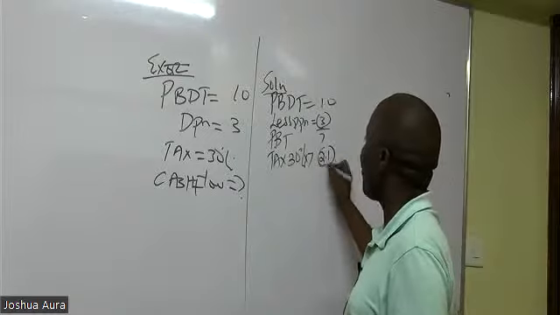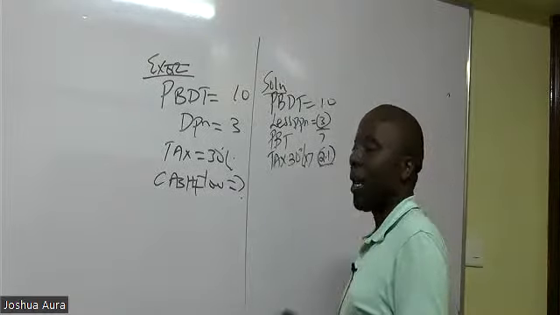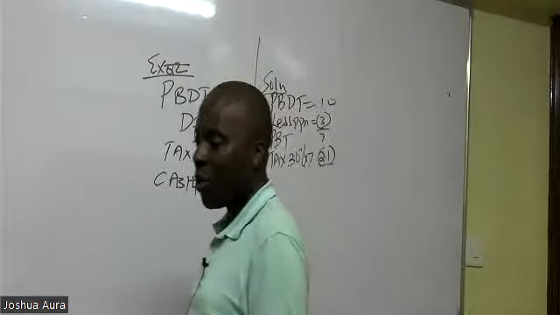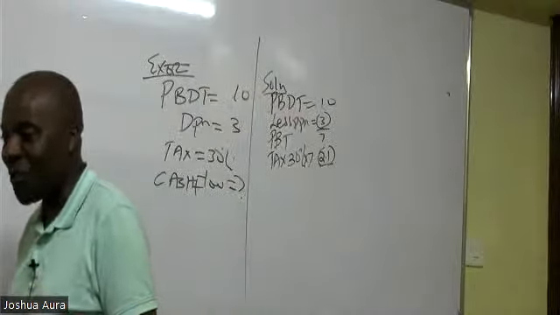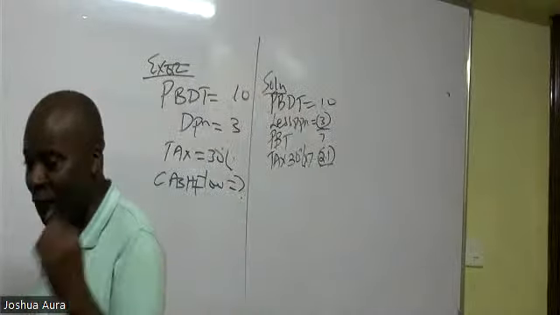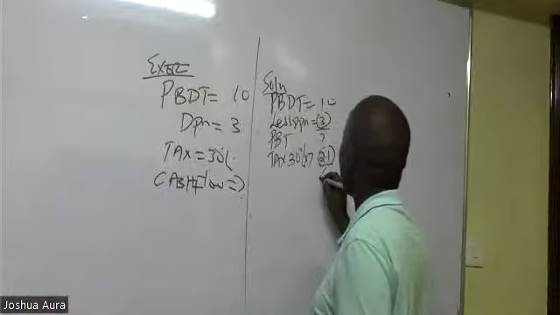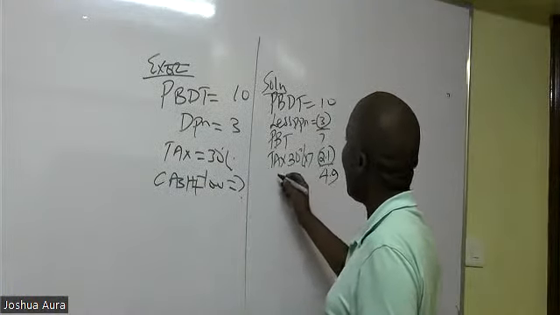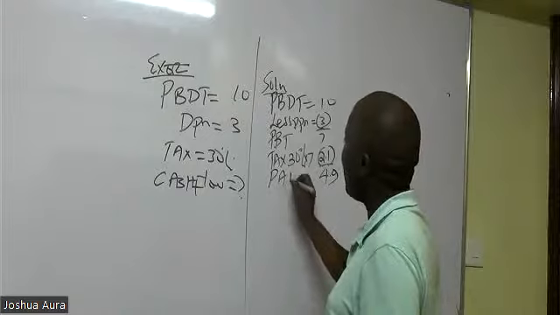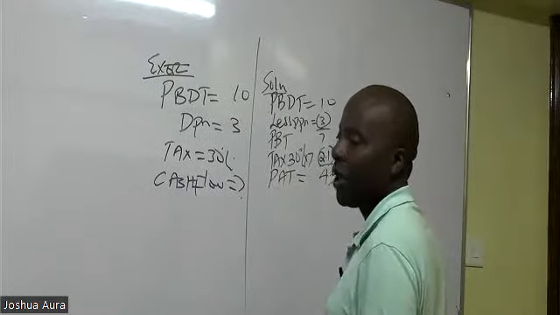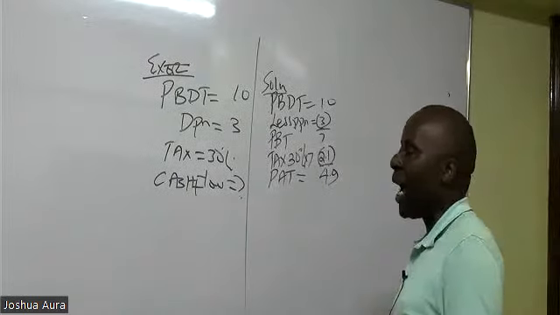So could you kindly subtract? What is 7 minus 2.1? Somebody, 4.9. So this 4.9 is what we can call profit after tax. So profit after tax is 4.9.